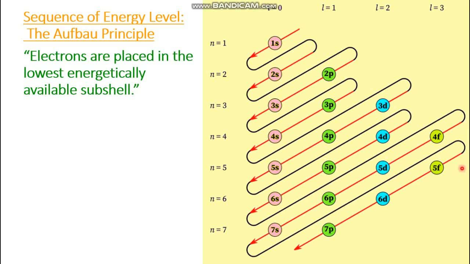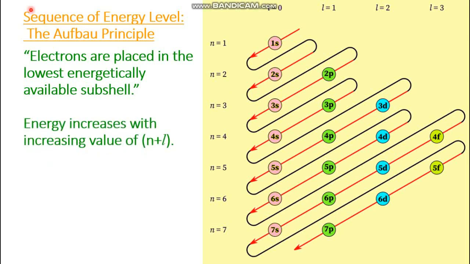5 are not required. For n equals 6, 6 suborbits or subshells are available, but we are showing here in this picture only 3. For n equals 7, there are 7 subshells, but we are showing here in this picture only 2. And their energy sequence actually follows the n plus l rule. If the value of n plus l is increasing, then the energy of the subshells will also increase.